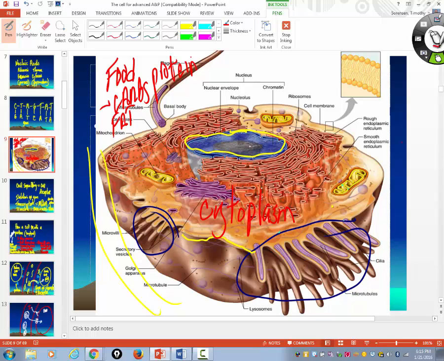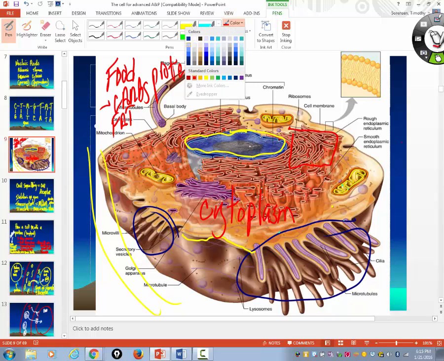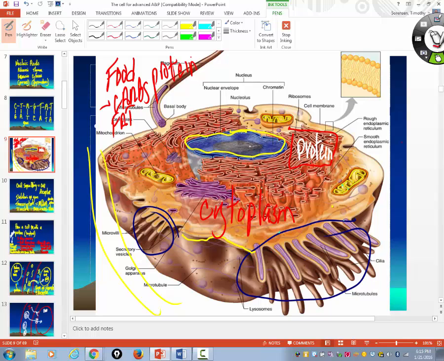So where you actually put together people protein is in this area of the cell. And this area of the cell is called what? Just read it. It's called the rough endoplasmic reticulum. The reason it is called rough is that this is a bad part of the cell. You shouldn't go into the rough endoplasmic reticulum after dark. Watch. The rough endoplasmic reticulum is where you put the amino acids together to build your proteins.